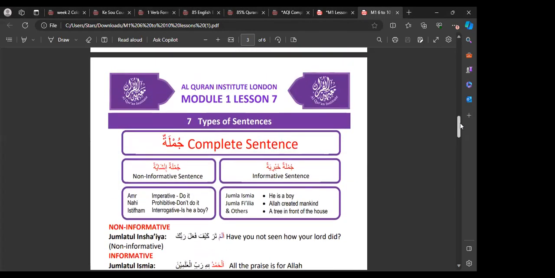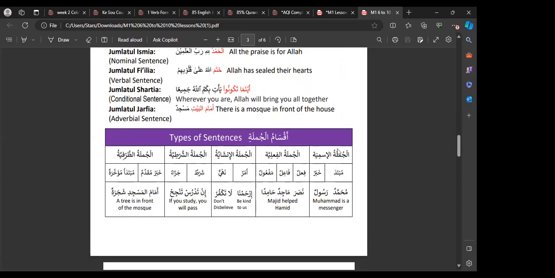Nothing to add. Again, just reiterate the structure we're introducing and the terminologies that you've mentioned. The Jumlatul Khabariya, which is informative sentence. The other category we've introduced is Jumlatul Insha'iyya, non-informative sentence. They're the two categories we've touched on, and subcategories you touched on are Jumlatul Ismiya and Jumlatul Fi'liya. These are extremely important. You have to understand Jumlatul Ismiya and Jumlatul Fi'liya by the end of Module 1. That's a must. So that's how important it is.